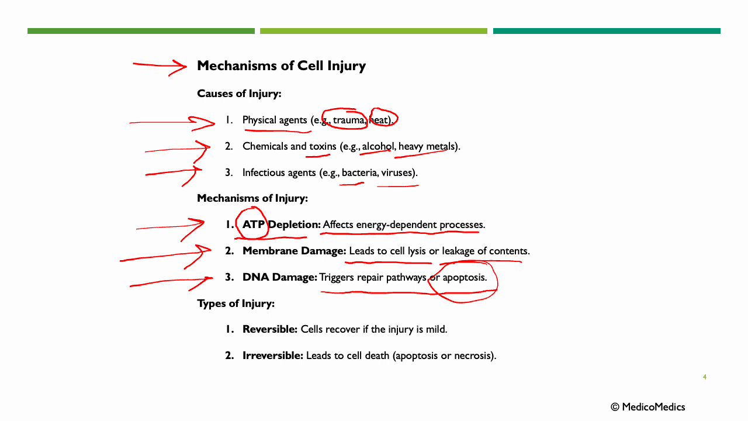Now we talk about two types of injury. First, reversible injury, where cells recover if the injury is mild. We also have irreversible injury, leading to cell death, either through necrosis or programmed cell death, apoptosis.